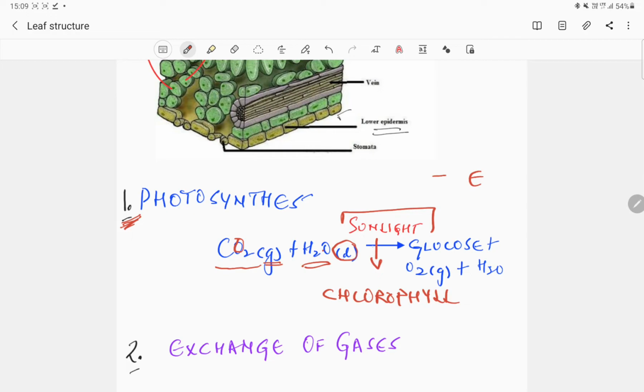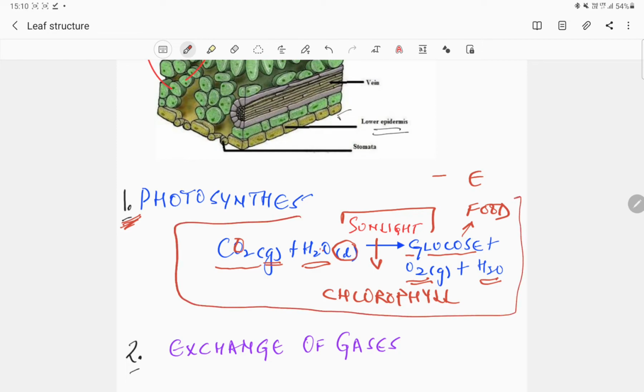And what does it do? Chlorophyll uses the sunlight as a machine or as a source of energy and joins carbon dioxide and water. And what does it make? It makes a substance called glucose, which is nothing but the food for the plant. Along with that, oxygen gas, which is a waste for the plant, and some extra water which the plant does not need, are also produced in this reaction. So this whole process here is known as photosynthesis.